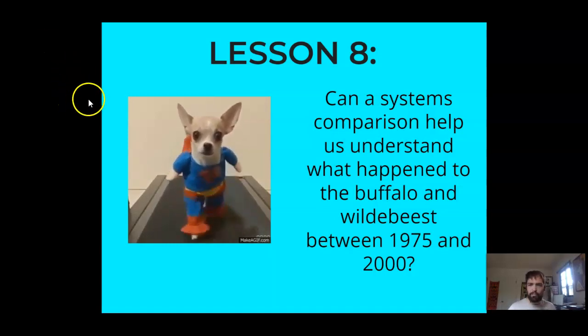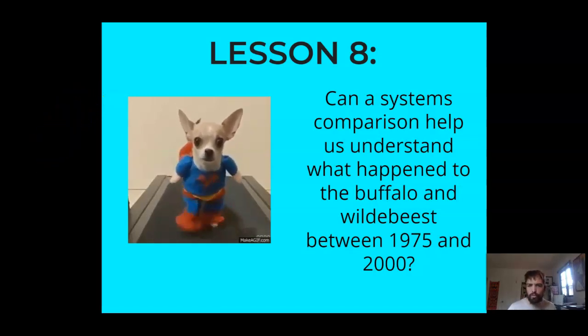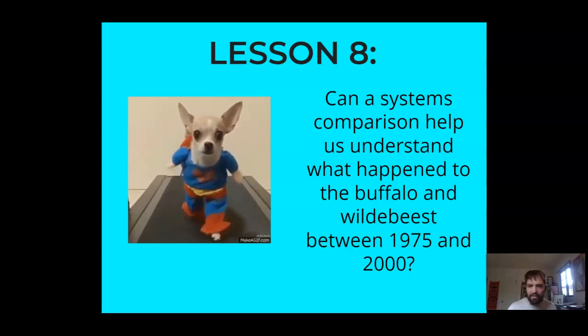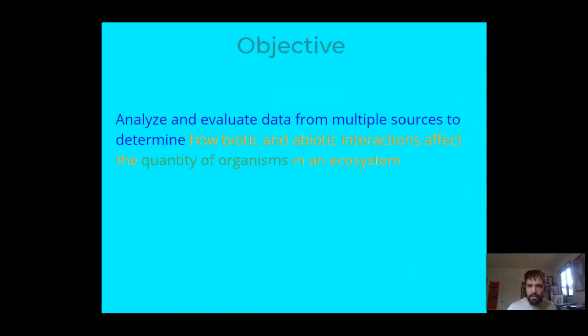Can a systems comparison help us understand what happened to the buffalo and wildebeest between 1975 and 2000? Our objective for today is to analyze and evaluate data from multiple sources to determine how biotic and abiotic interactions affect the quantity of organisms in an ecosystem.